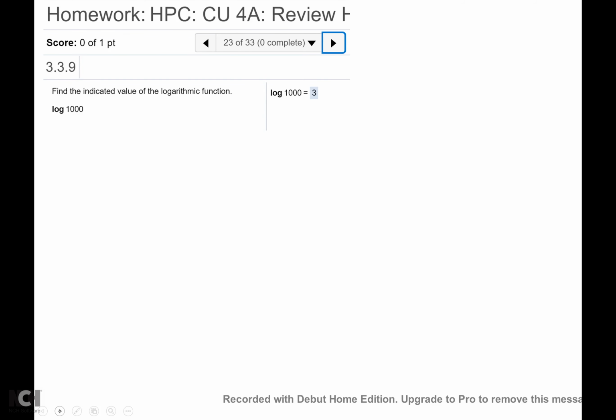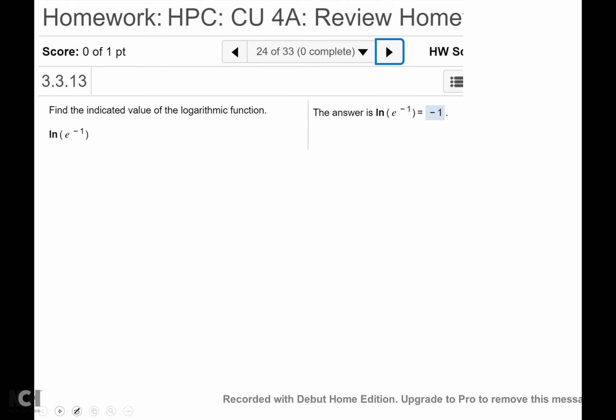Okay, find the indicated value of the logarithmic function. This is log, and if they don't write a base, it's log base 10. I can rewrite 1,000 as 10 cubed, those cancel, and my answer is 3. Okay, the base of a natural log is e, those cancel, and my answer is negative 1.